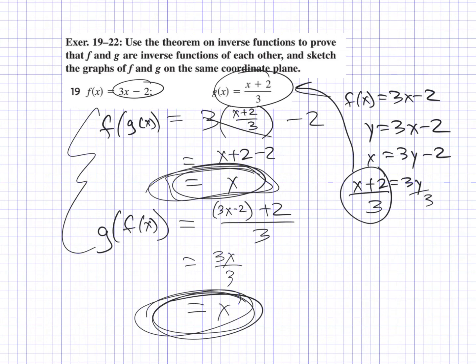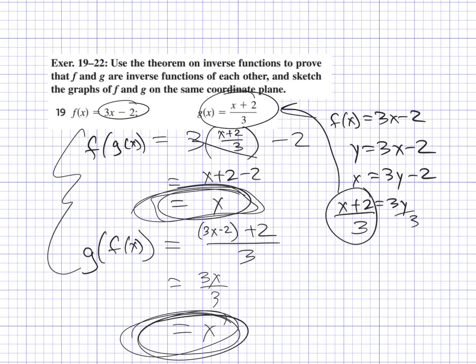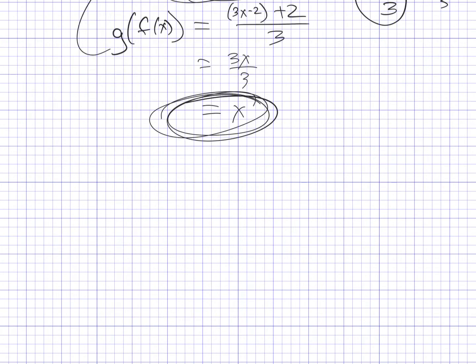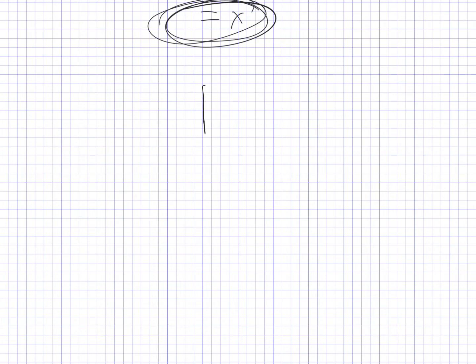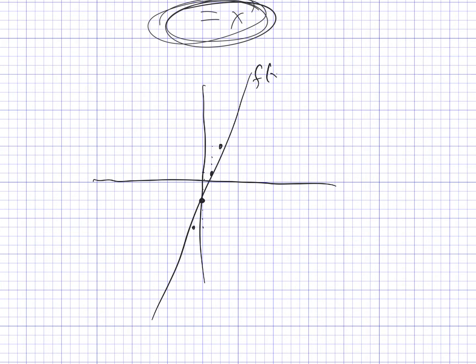All right, now we're supposed to graph both of these. So I'm going to move this up. And we're going to do 3x minus 2. So 3x minus 2 goes through at -2, goes up 3 and over 1. Up 3 and over 1. Or down 3 and over 1. All right, so there is f of x.